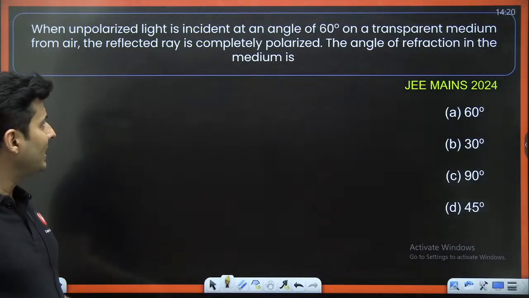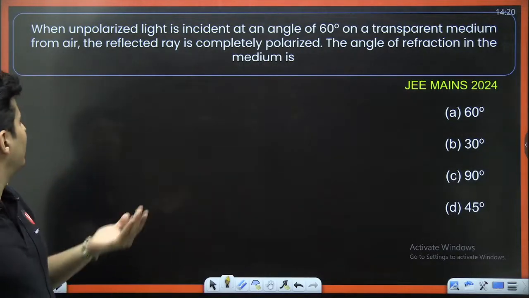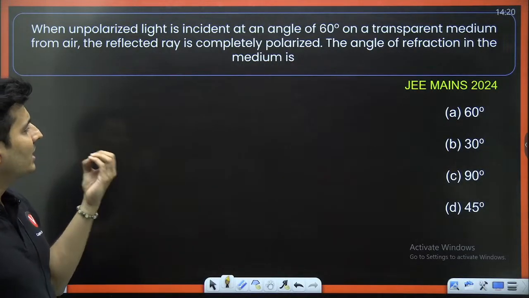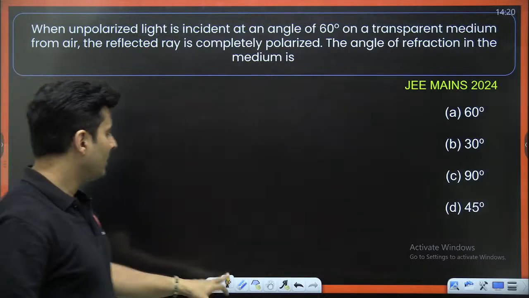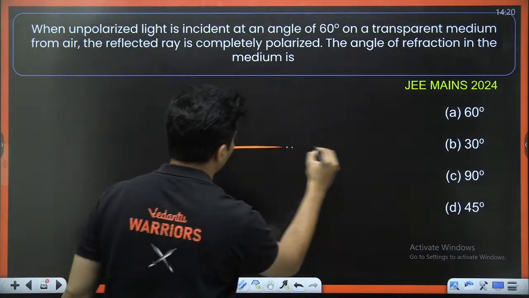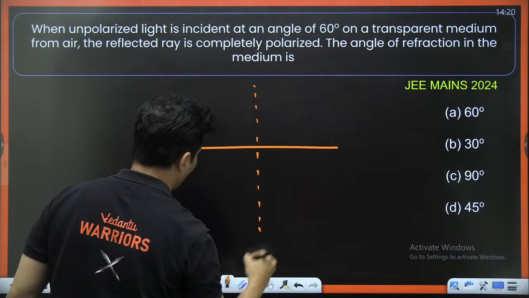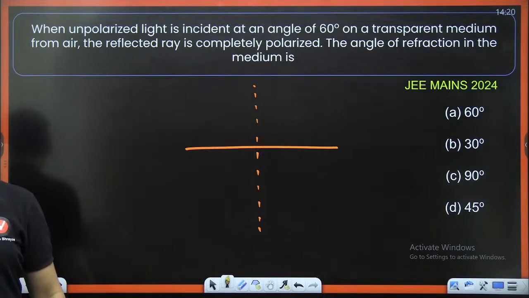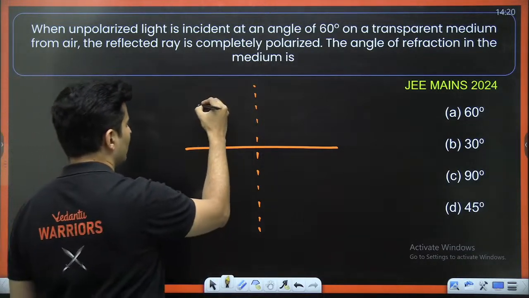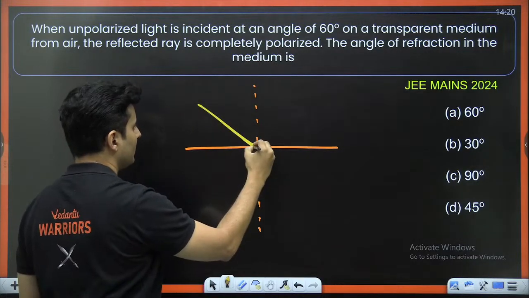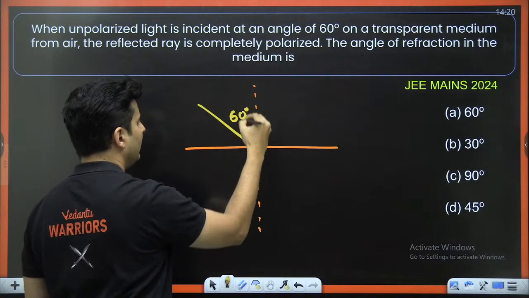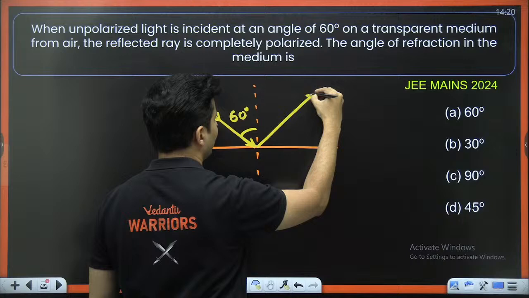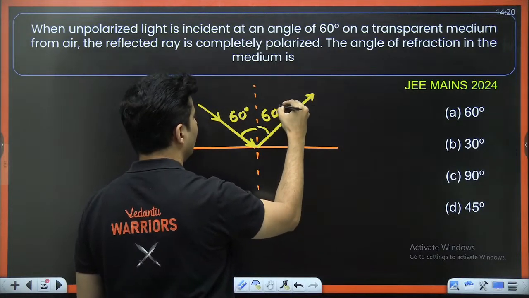If you take unpolarized light at an angle of 60 degrees on a transparent medium, the reflected ray is completely polarized. The angle of refraction in the medium is how much? Let's try to understand it via a simple diagram. So, unpolarized light is incident at an angle of 60 degrees on a transparent medium. It's coming like this. Part of it will get reflected. This will also be 60 degrees.